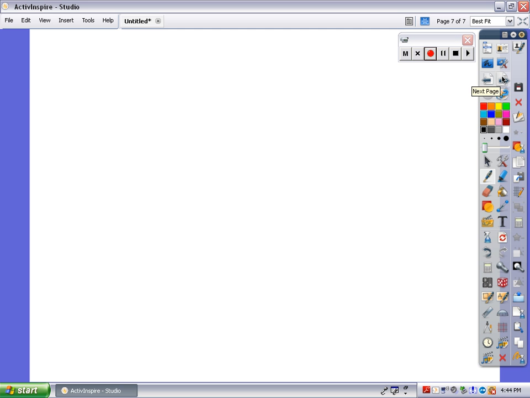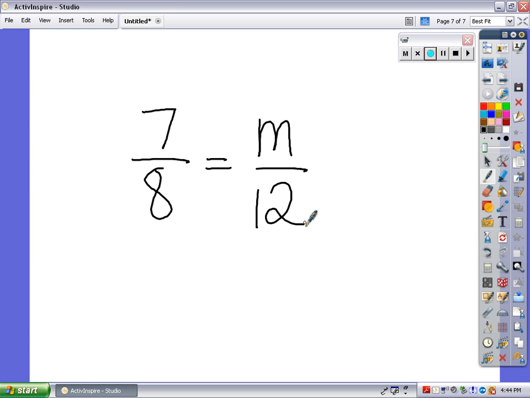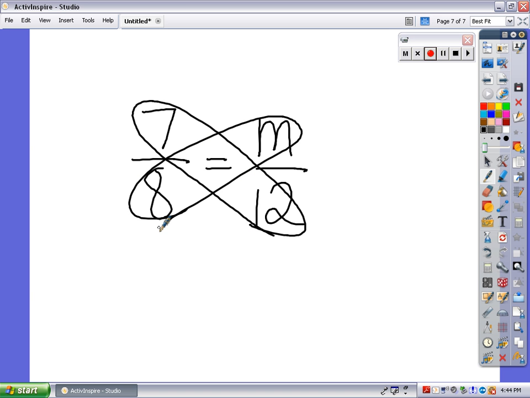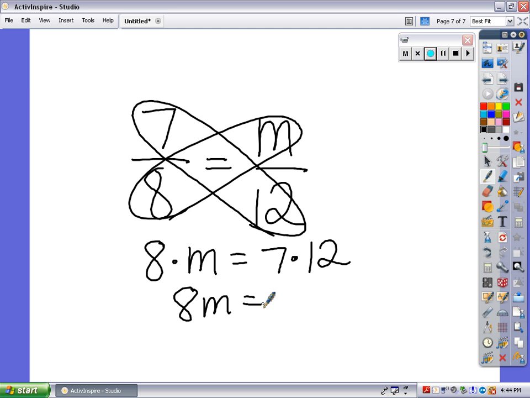Now, let's use proportions to help us find the missing piece. If we take a look at this example right here, we have 7/8 is equal to m over 12. And it is our job to find out what that m is. So in order to do that, we're going to cross product. The cross product is when you multiply the numerator of one by the denominator of the other, like what we just did. So we get 8 times m equals 7 times 12. 8 times m is 8m. 7 times 12, if I remember correctly, is 84.